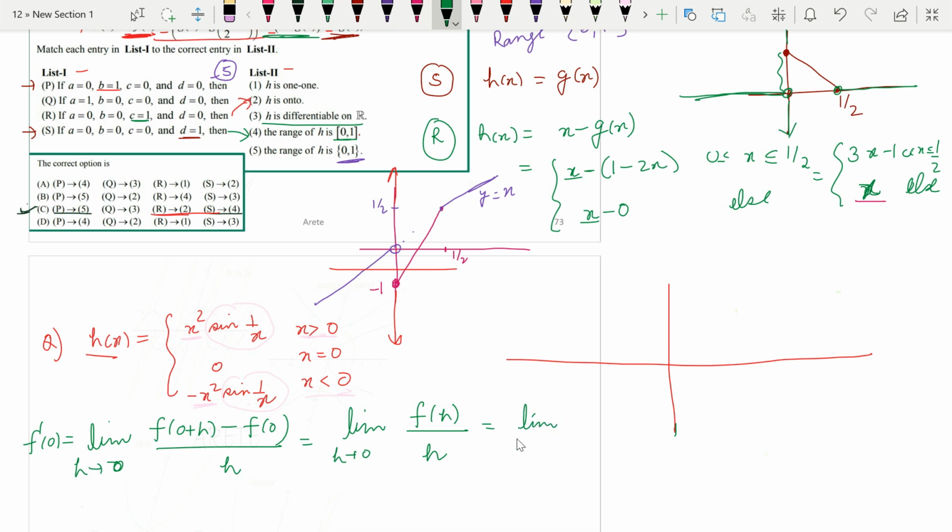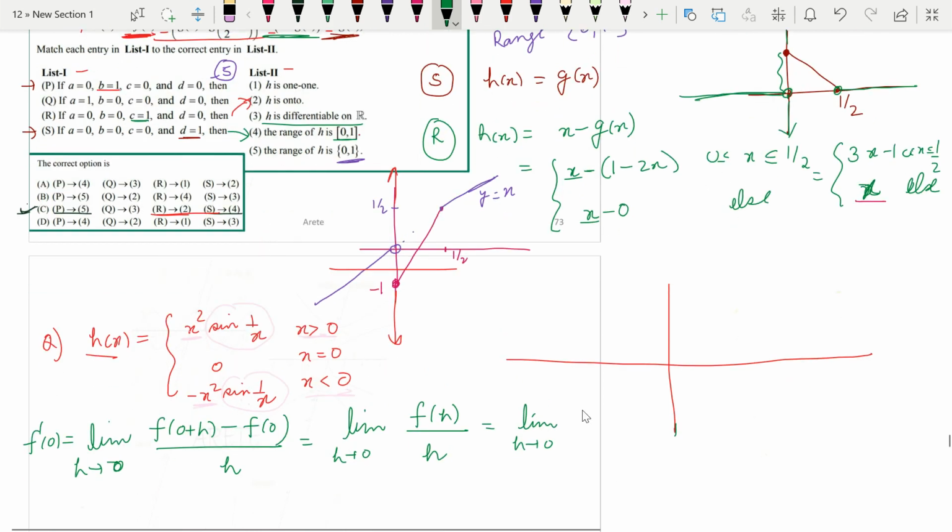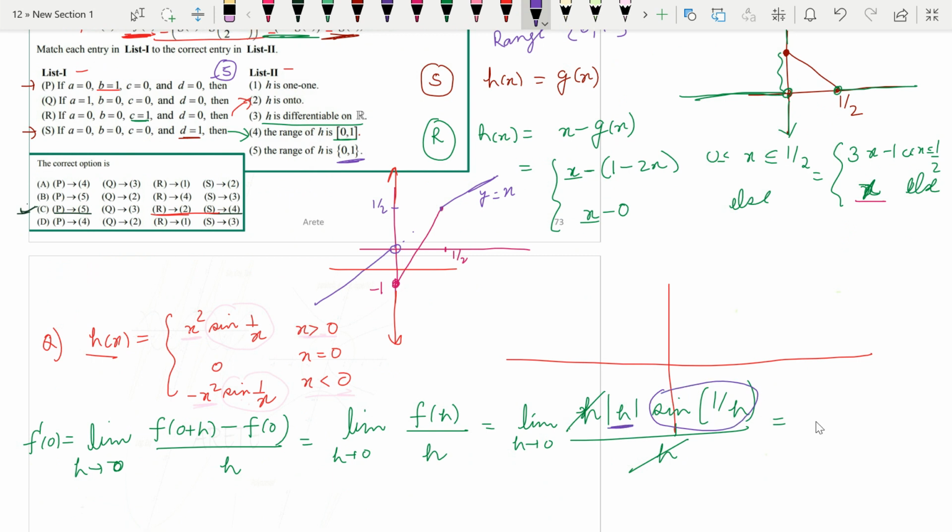Now what is f of h? Actually, let me take the initial definition, x mod x, because I don't want to bother myself with positive and negative. So I'm going to write h mod h sine 1 by h, upon h. I want to get this limit. This gets cancelled. Now what do you see? Same thing, this is a finite thing and this is going to 0. Finite number times 0 is 0. So you got the derivative is 0 at 0. So it is actually differentiable at 0.